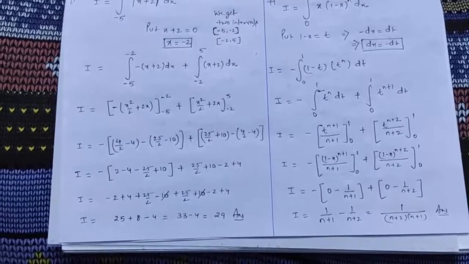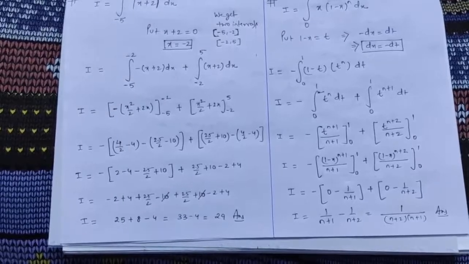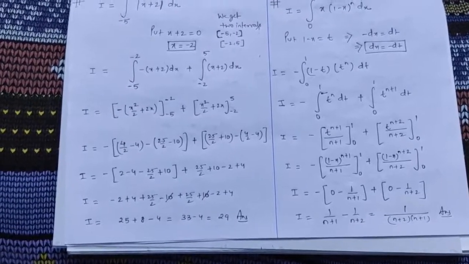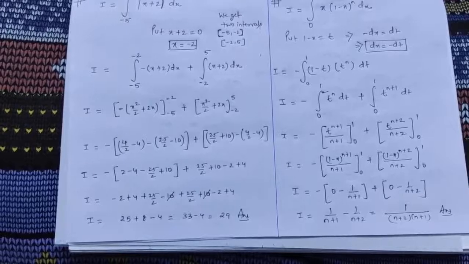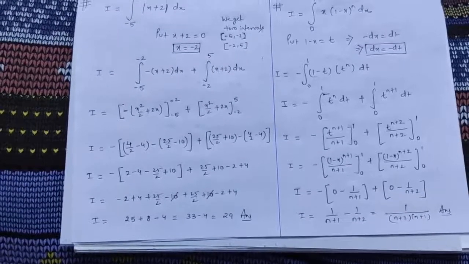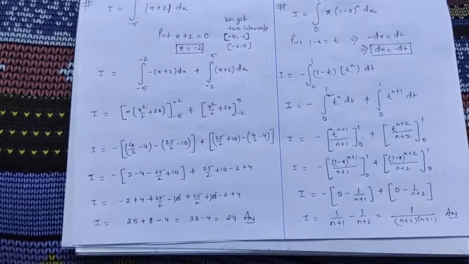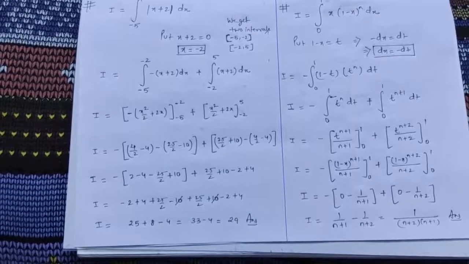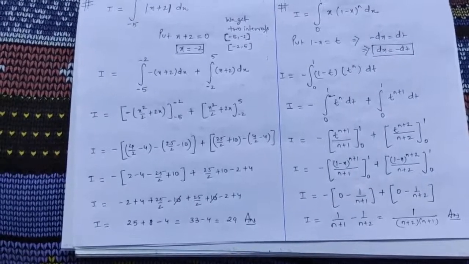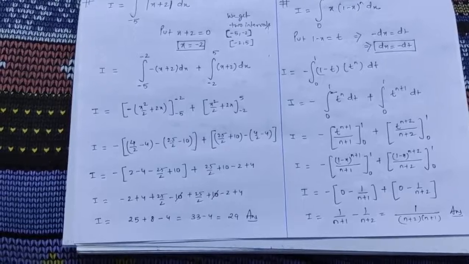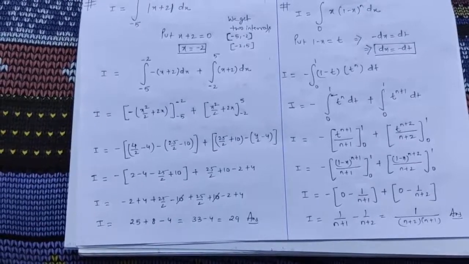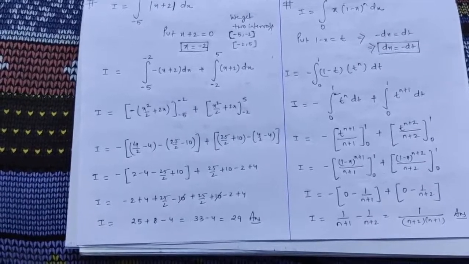Taking this minus out of the integration, we have minus of the integration 0 to 1, putting the value of x in terms of t, which is 1 minus t, and putting the value of 1 minus x as t to the power n dt. Multiplying individually, I get minus of the integration 0 to 1 t to the power n dt, minus minus plus, 0 to 1 integration t to the power n plus 1.